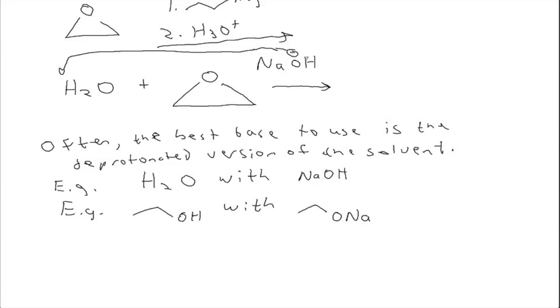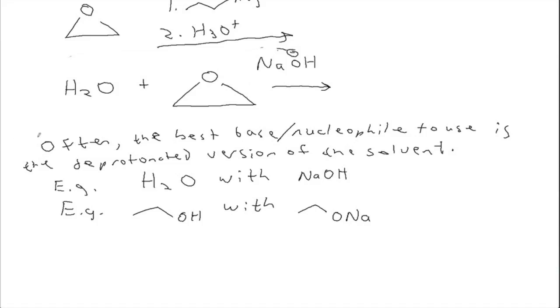That's the whole reason why it helps to use a base that's similar to the solvent, even if you want the base to act like a nucleophile, because then we don't need to worry. Maybe I should say this is the best base/nucleophile. Because it is a base, but we're hoping that it'll act as a nucleophile. In this case, even if it acted like a base, who cares? Because it would just give us the same thing we started with.